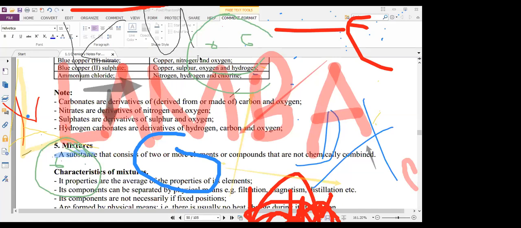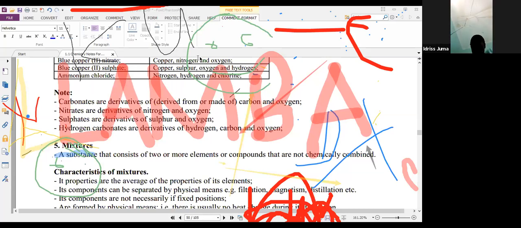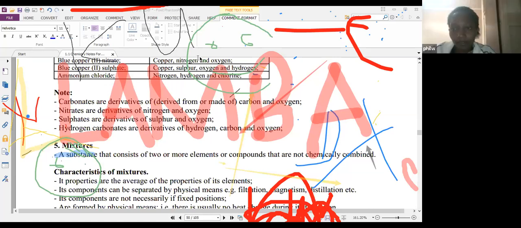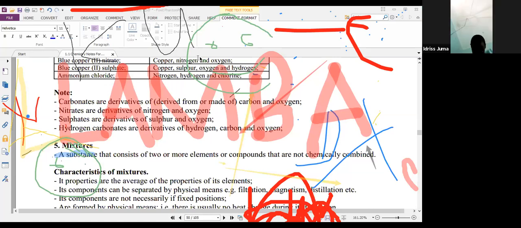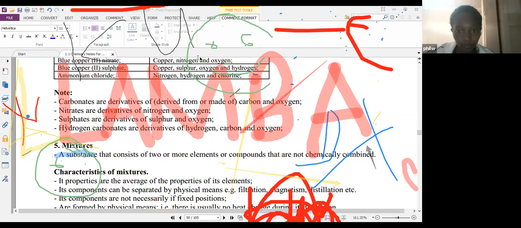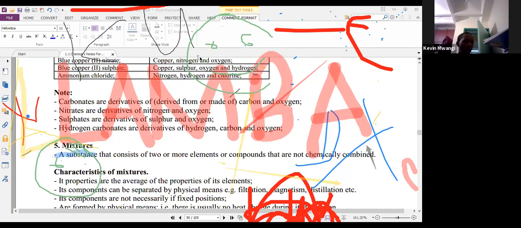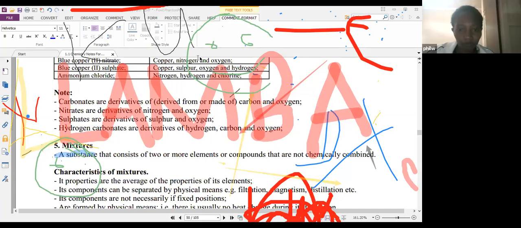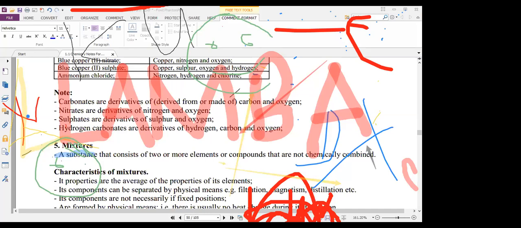Is there a way that you can determine a compound? You just need to know them. There's no way of determining. You just need to understand what a compound is. Okay, let's move on. I want to give us a video so that you can understand the same.